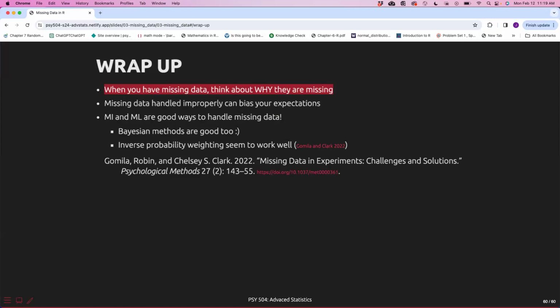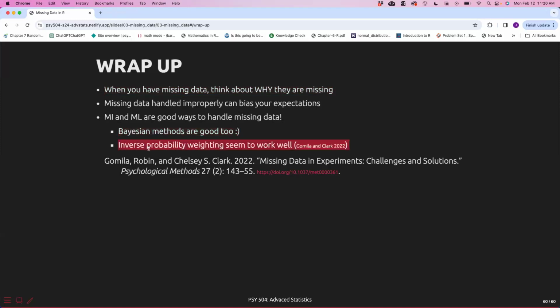So as a wrap up, when you have missing data, think about the mechanisms of that missingness, because if you don't diagnose that mechanism correctly, you can bias your results. So it's important to think about these things. The state of the art really is multiple imputation and maximum likelihood. There are also other methods. Bayesian estimation is also kind of the state of the art. A lot of people use Bayesian methods, but Bayesian methods, multiple imputation, and maximum likelihood usually provide similar results, and all three are pretty good.